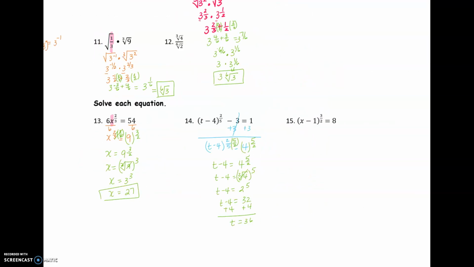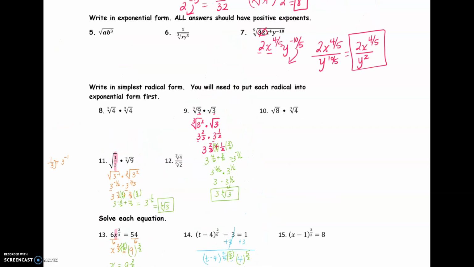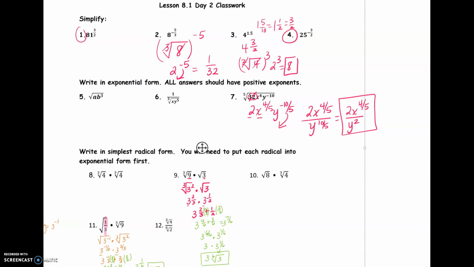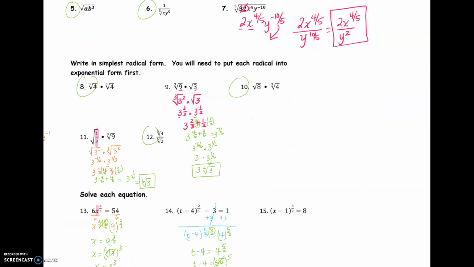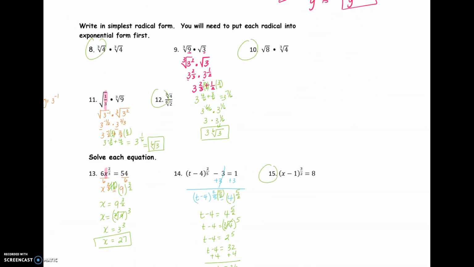Okay, so for your assignment today, you will do problem number 1 and 4, 5 and 6, 8, 10, and 12. And sorry, there's not a lot of room here, and 15. So that's 1, 2, 3, 4, 5, 6, 7, 8 problems.